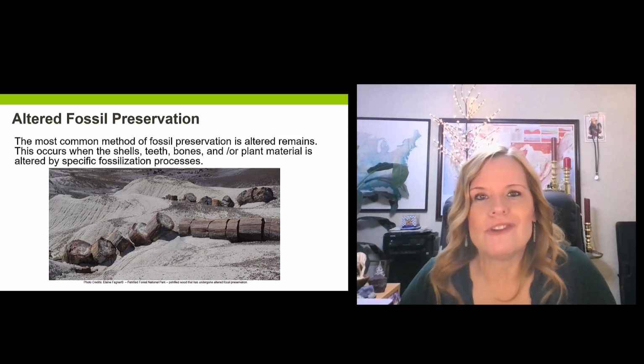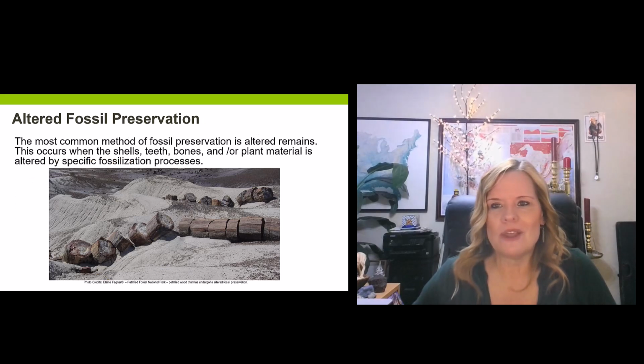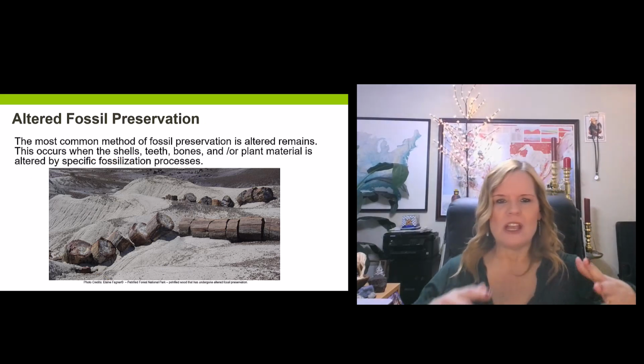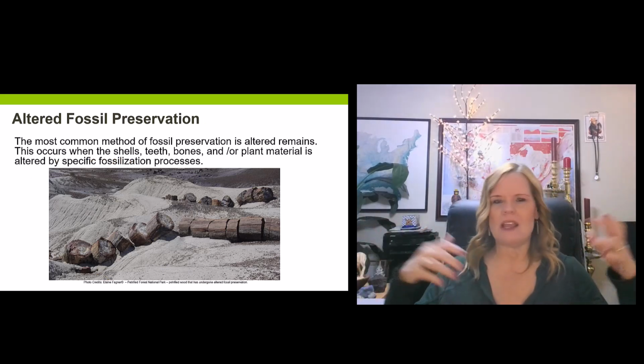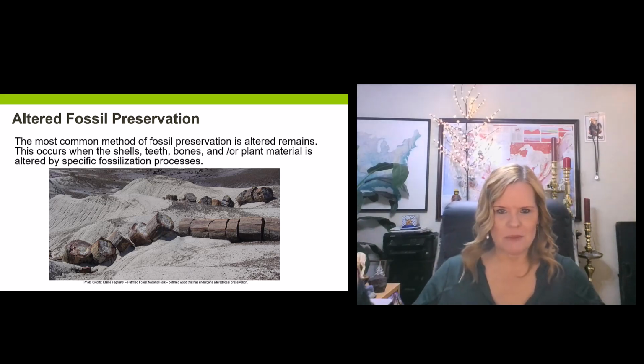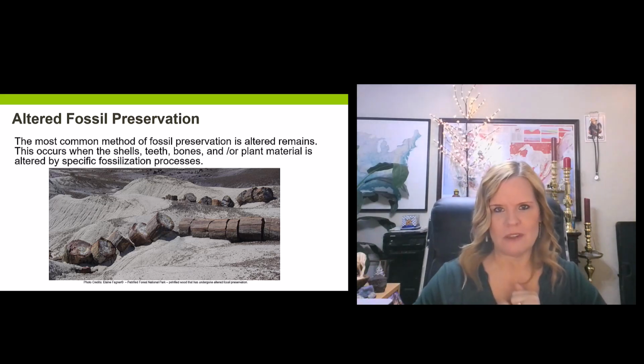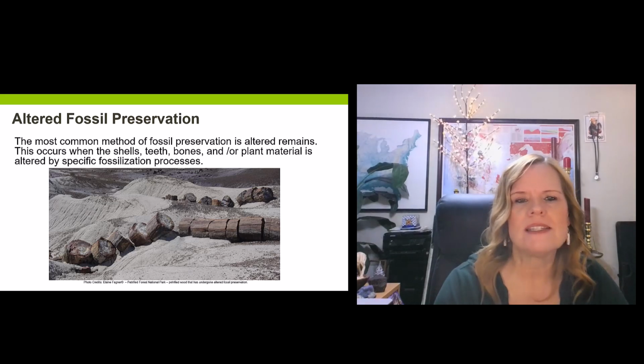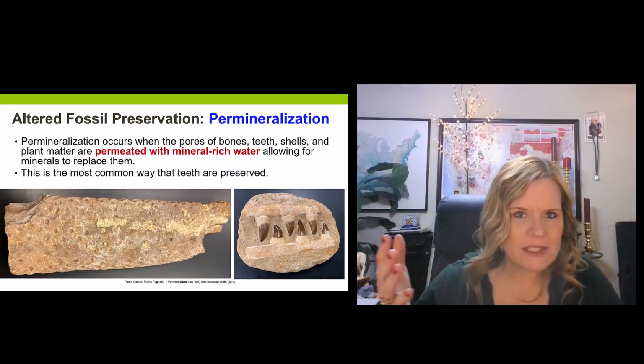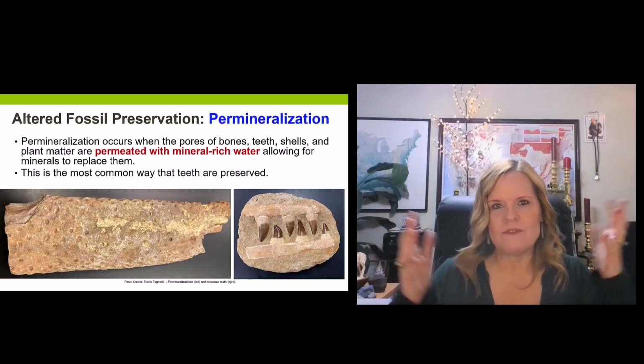Most fossils are altered in their preservation. So that means that the shell, the teeth, the bones, the plant material has been fossilized using some kind of process like petrification that you see here in the petrified forest. So we'll quickly look at some of these, and we're just going to do brief definitions.